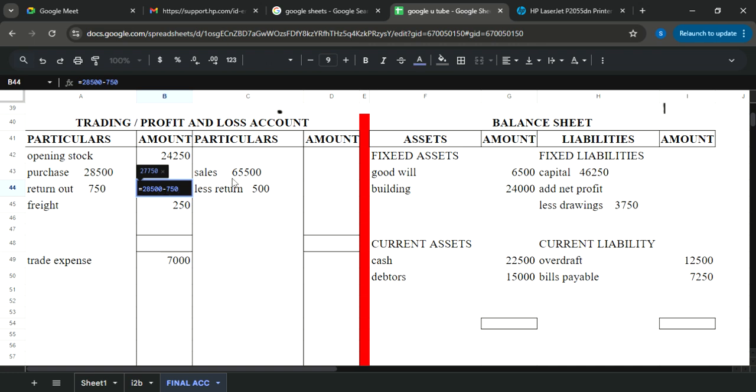28,500, 750 are the returns. So we have got net purchases, similarly net sales, and we can easily know 65,500. When you subtract 500, you will get 65,000.